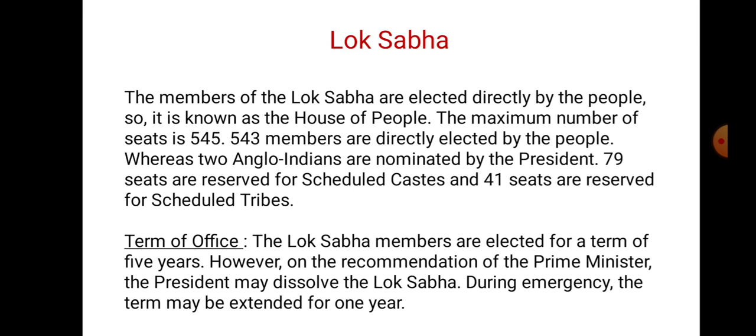What is the term of office? The Lok Sabha members are elected for a term of 5 years. However, if the recommendation is made by the Prime Minister, the President also has the right to dissolve the entire House. And if the Prime Minister loses the confidence, along with the Prime Minister, all his party members or the government will also lose power. That is why it is said that they swim together and they sink together.